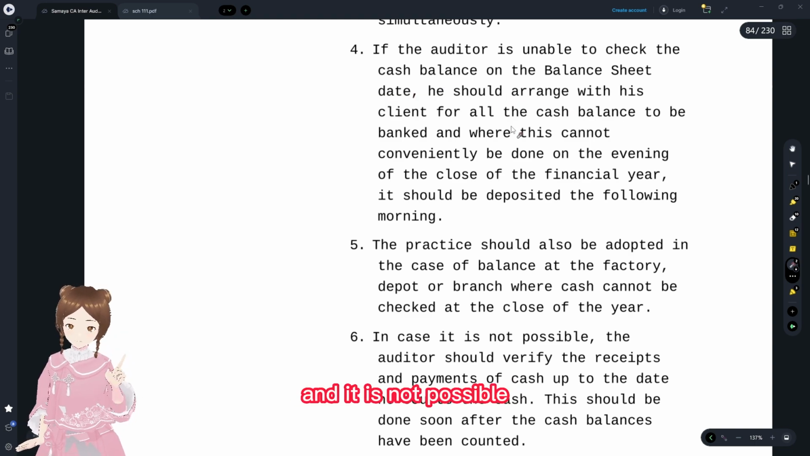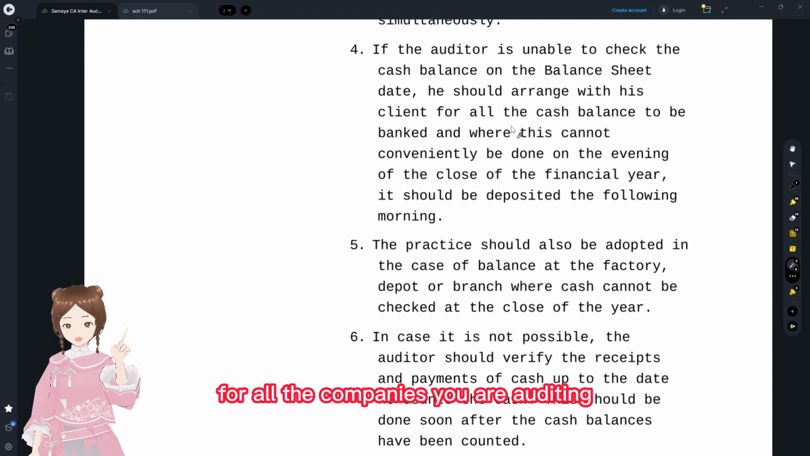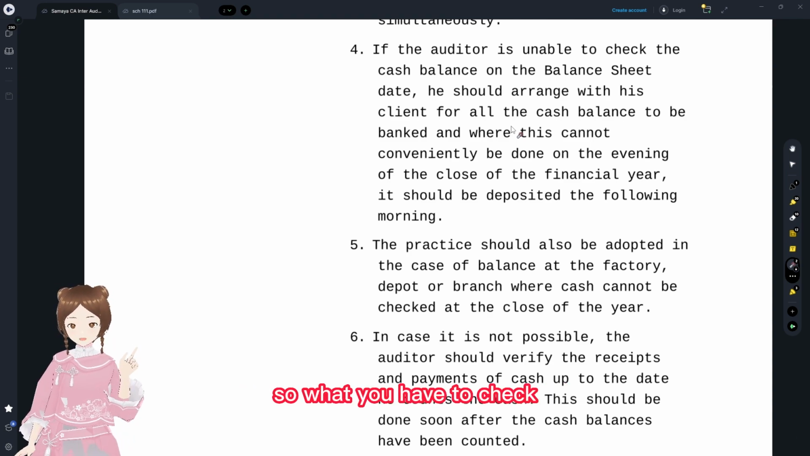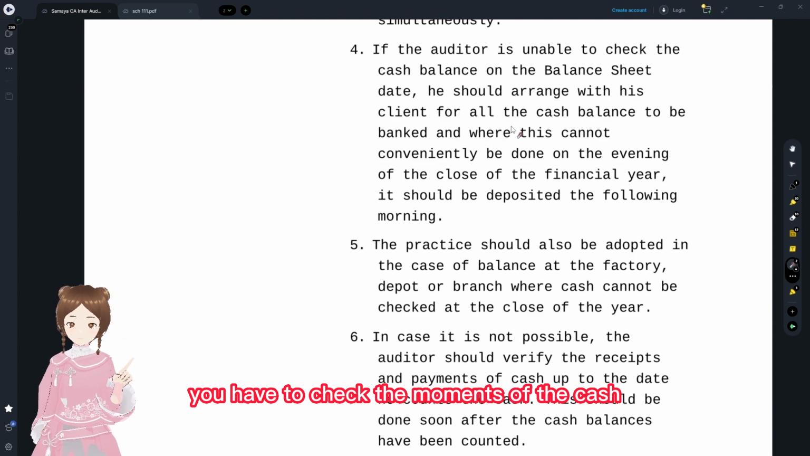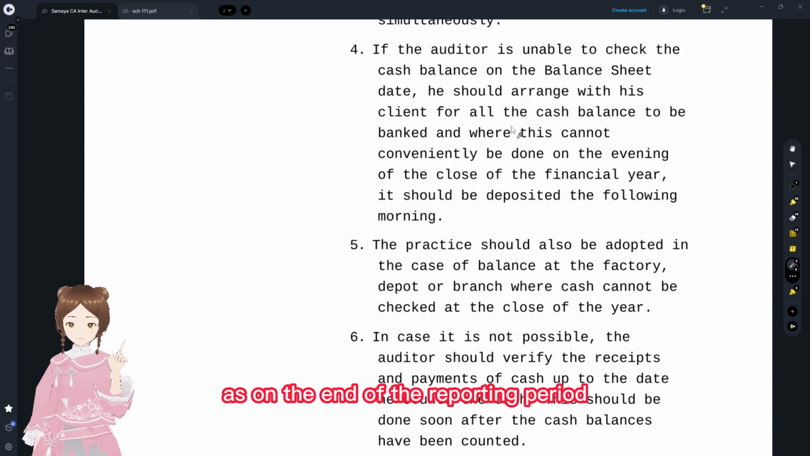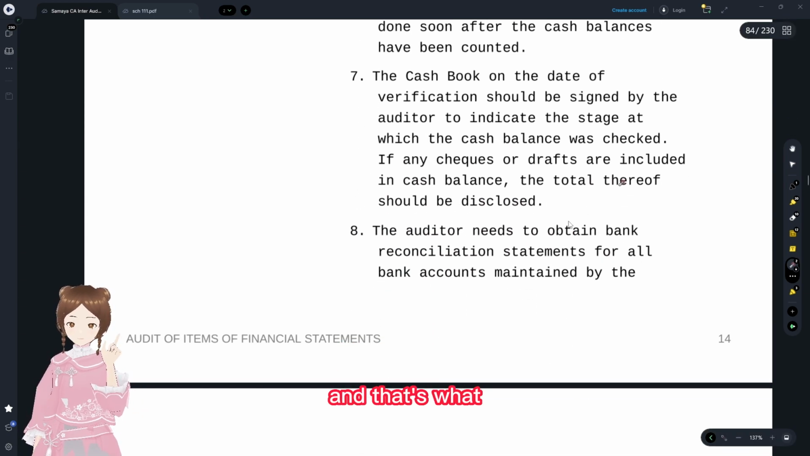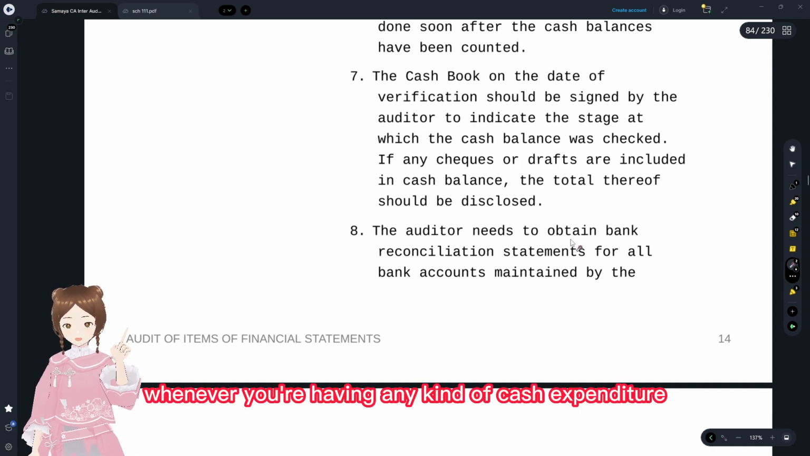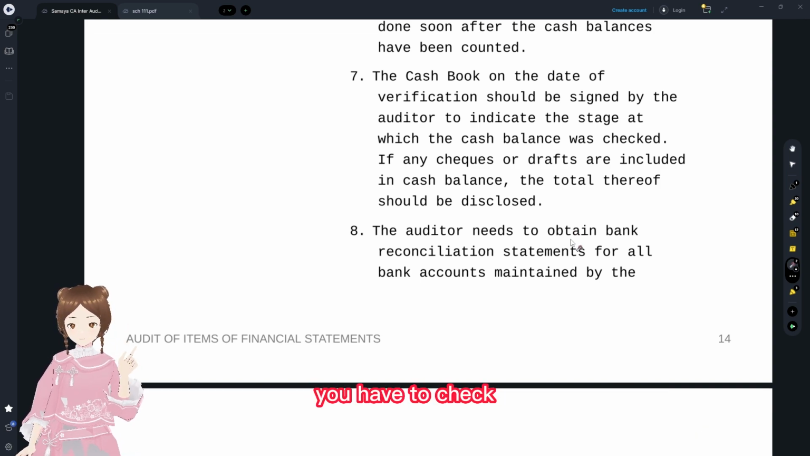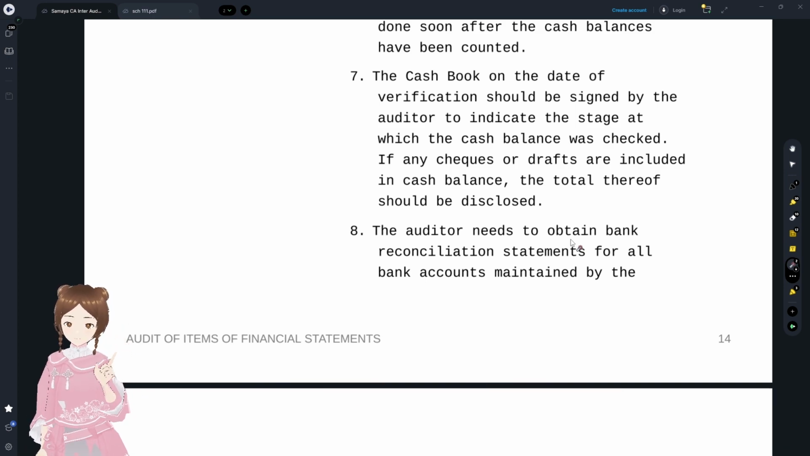And if it is not possible to check the cash balances as on the balance sheet date for all the companies you are auditing, then you have to check the movements of the cash in order to arrive at the balance as on the end of the reporting period. You have to maintain that. And whenever there is any kind of cash expenditure, you have to check whether there was an appropriate signature of the authorized person or not.